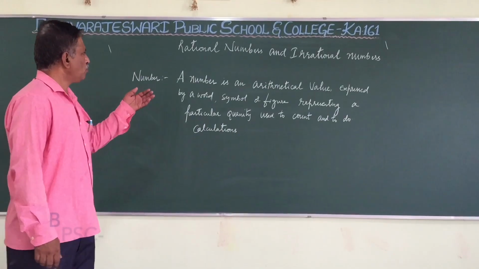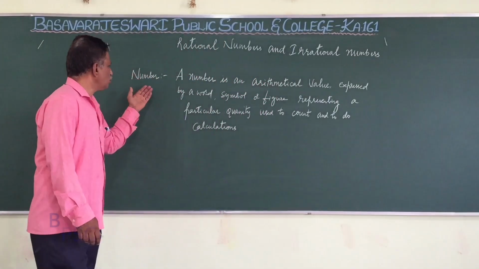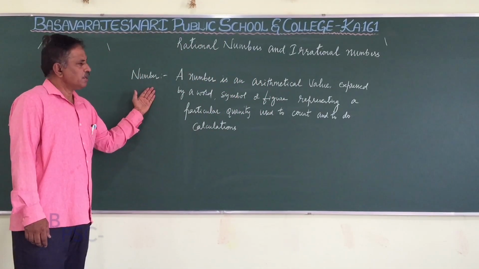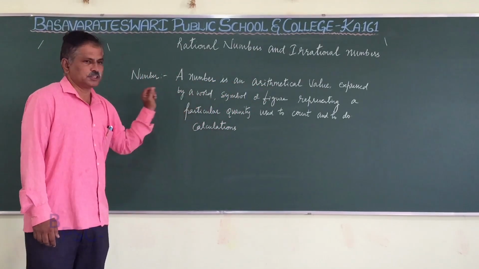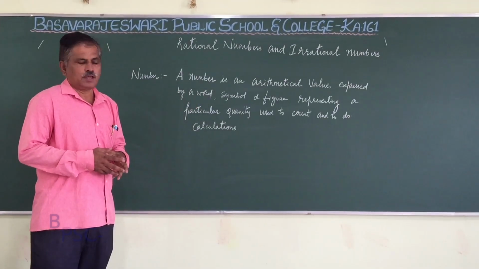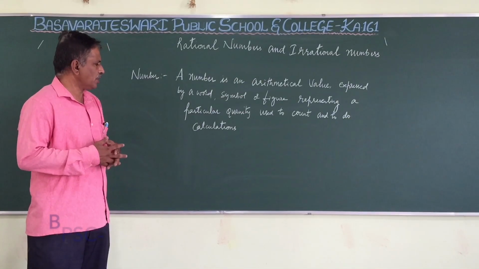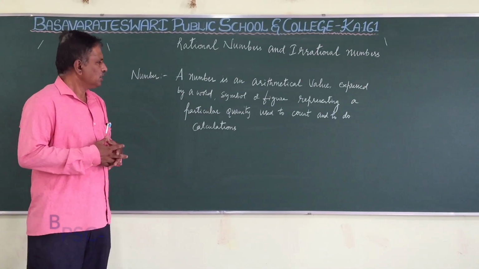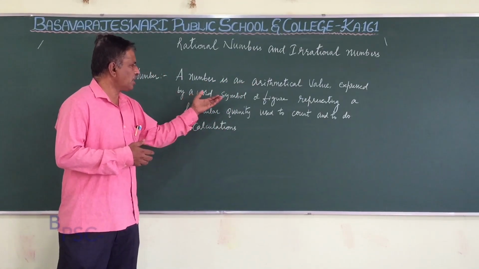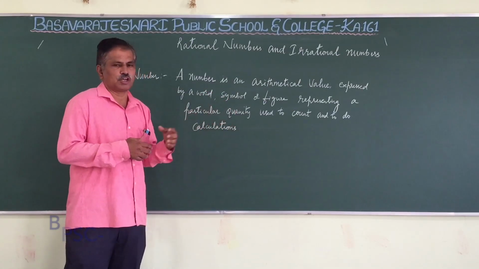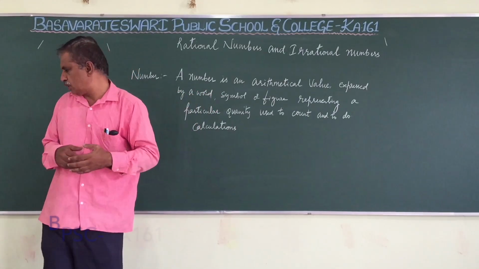Before knowing the definition of rational numbers and irrational numbers, one has to know what a number is. A number is an arithmetic value expressed by words or by a symbol representing a particular quantity, used for counting as well as to do calculation. It has some value, expressed by a word or a symbol representing the particular quantity.